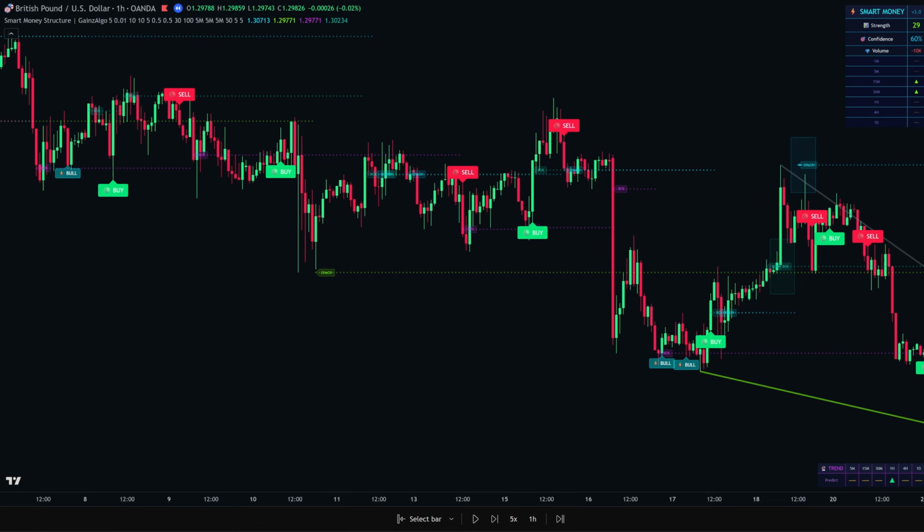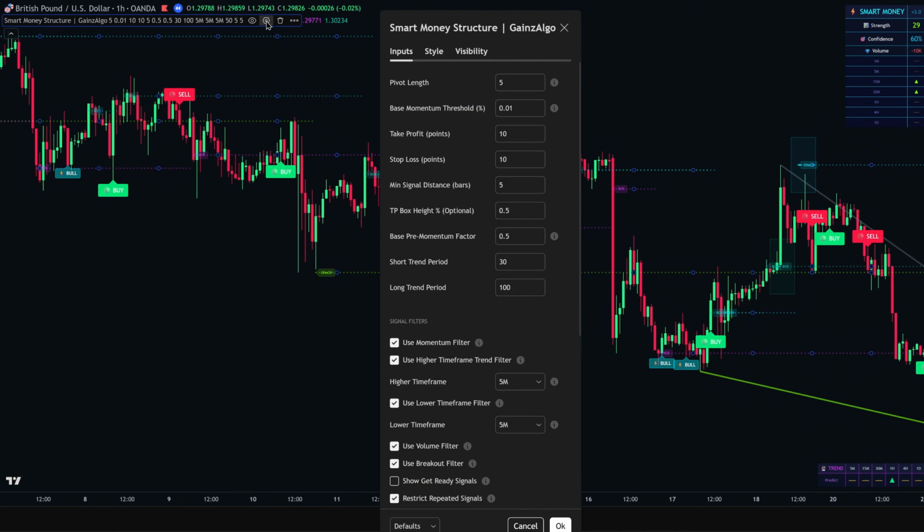So right now, let's go over the indicator settings. All you need to do is go to the indicator on your chart and click on the settings icon. Once you open the settings panel, the first option you will see is the pivot length. This setting controls how market structure is detected on the chart. It defines how swing highs and swing lows are identified.